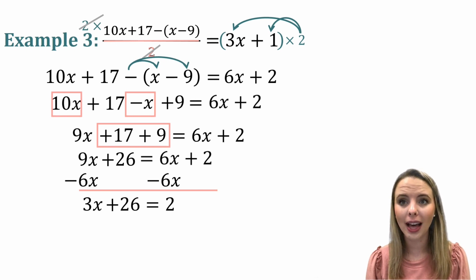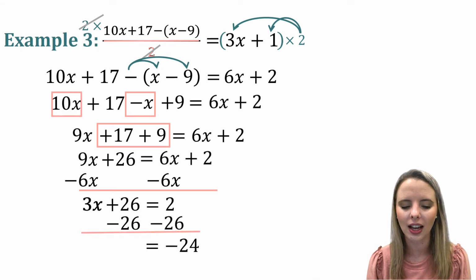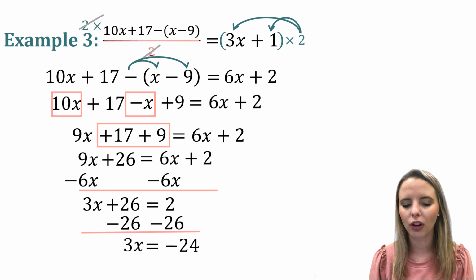Now, with my 3x is still a positive 26. So what is the opposite of adding 26? Subtracting 26. What we do to one side, we must do to the other. This is an equation. It's equal. It's a scale. It's balanced. We have to keep it balanced. So 3x equals negative 24.